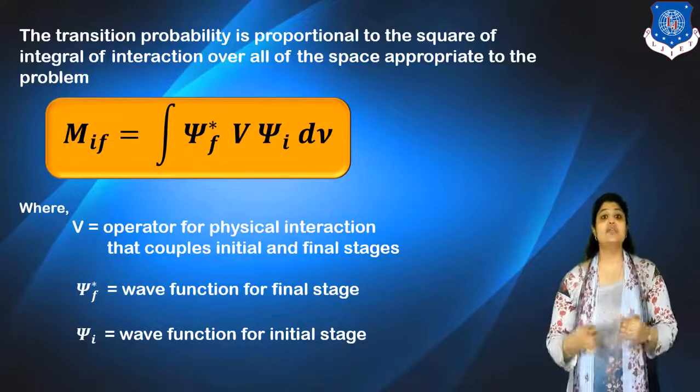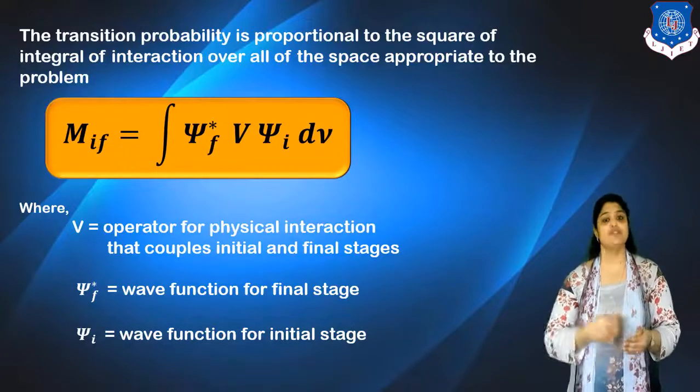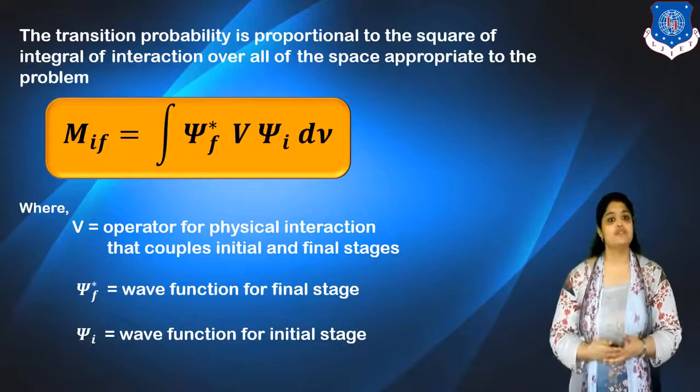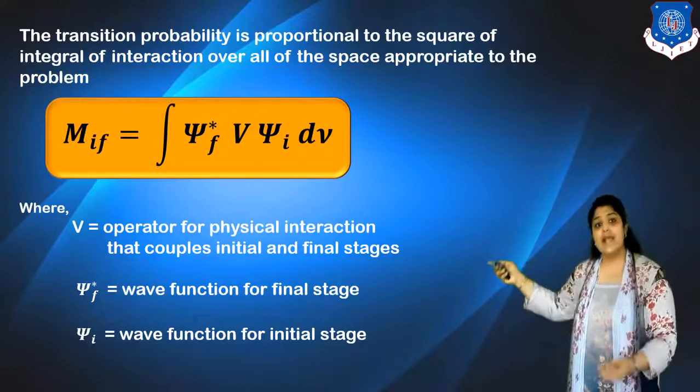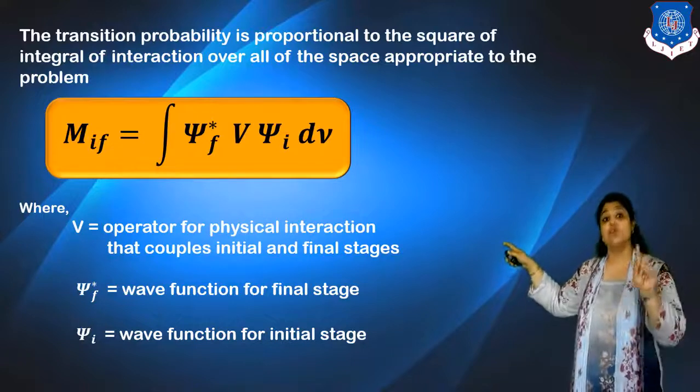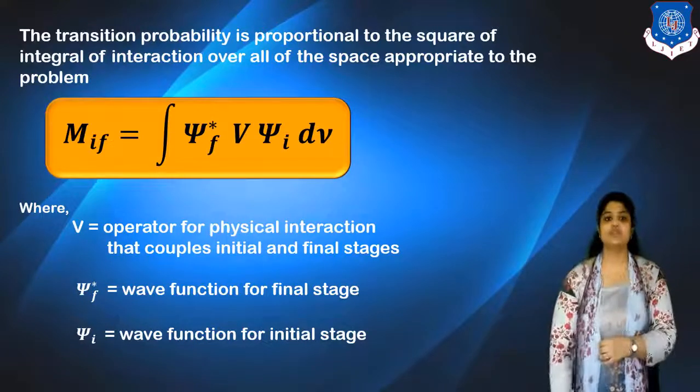Because we are considering quantum physics, because we are considering the wave nature of electrons, we will have to consider nu as the frequency. This is the equation with the help of which we define the matrix element, and this particular matrix element squared is used to derive the transition probability.